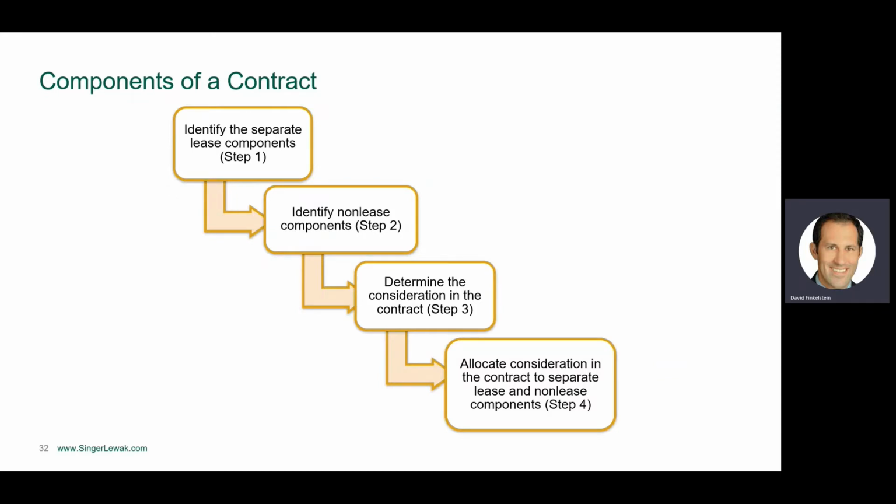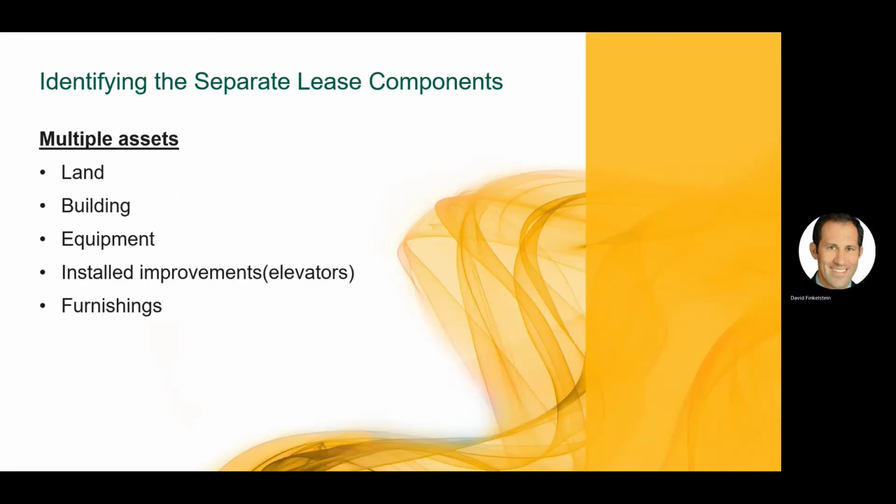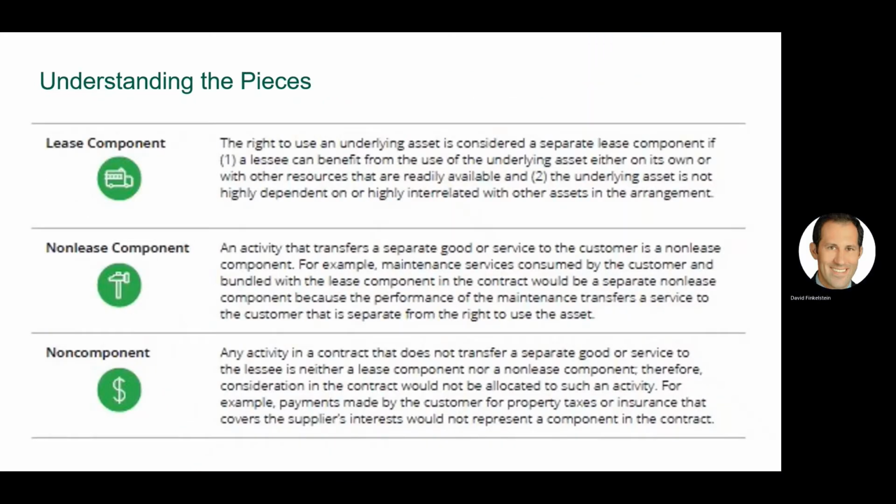So the next process is to review the components of a contract, and we go through 4 steps as part of this process. The first one is to identify the separate lease components. So when you're looking at your leases, you're looking at whether or not there's multiple assets built into that lease agreement. So do you have land, building, equipment, installed improvements, furnishings? Those are all examples of multiple assets. So you need to understand the pieces of the lease itself.